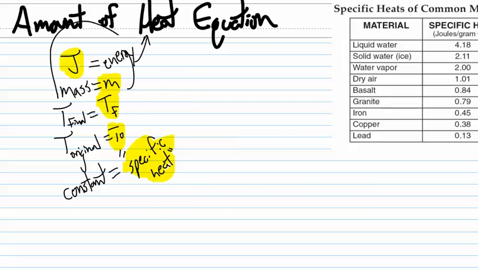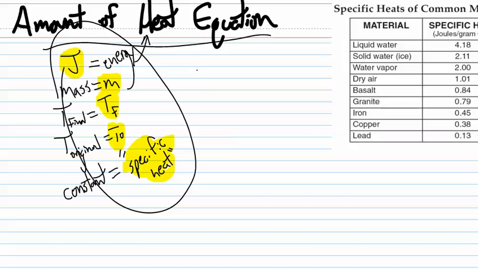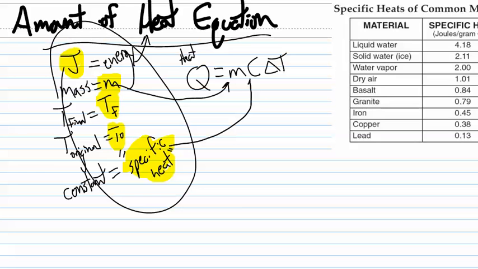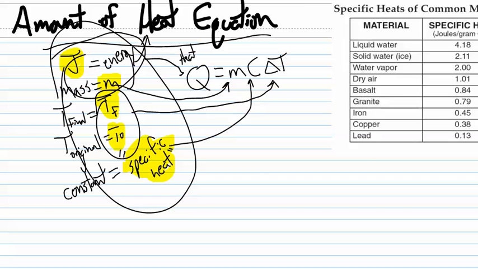And when we put all these things together, the amount of heat equation is the energy, the heat energy, that's Q, equals the mass times the specific heat times the change in temperature. So we got mass is there, the constant specific heat is right there, and then the change in temperature is right there. And then joules, the energy, that's the Q. Once again, who came up with the Q? I have no idea, but we're stuck with it.